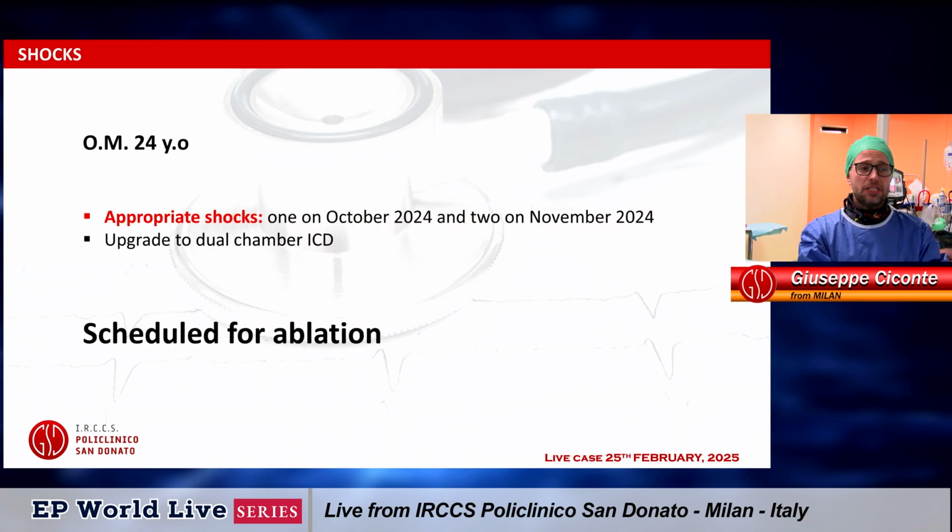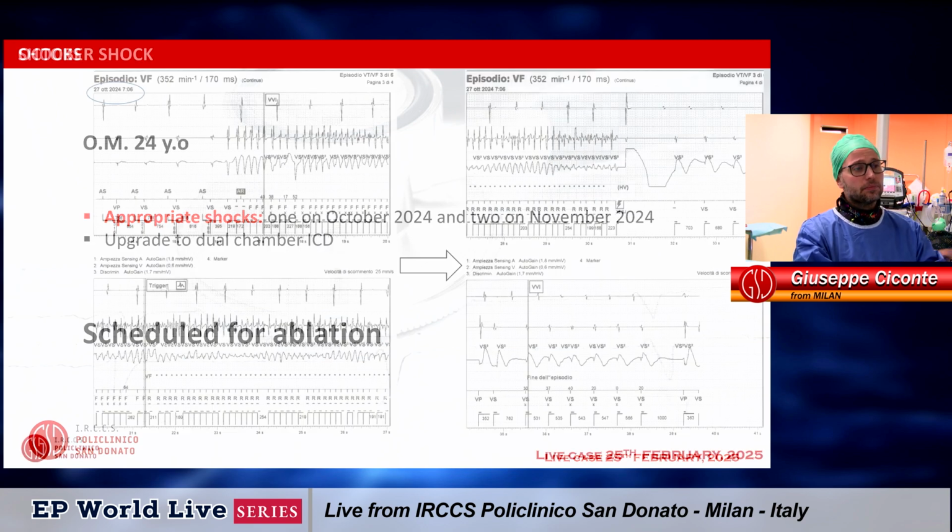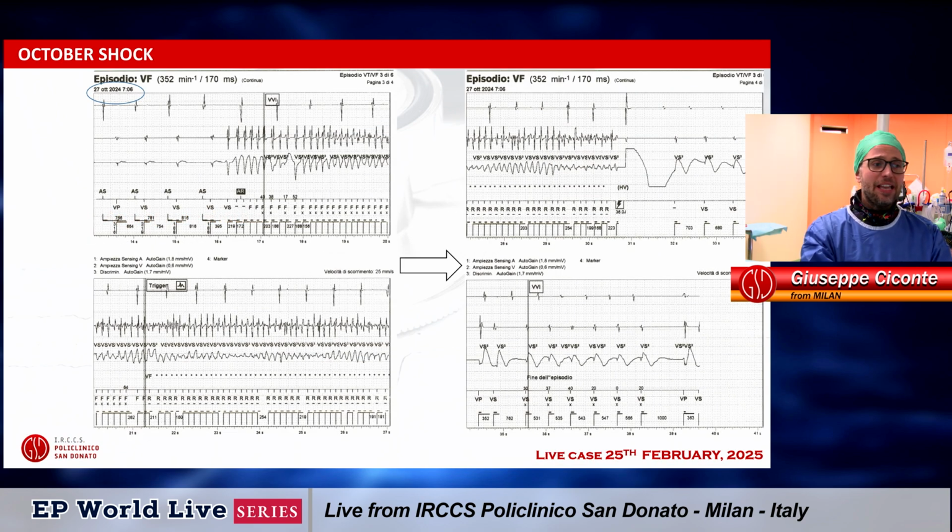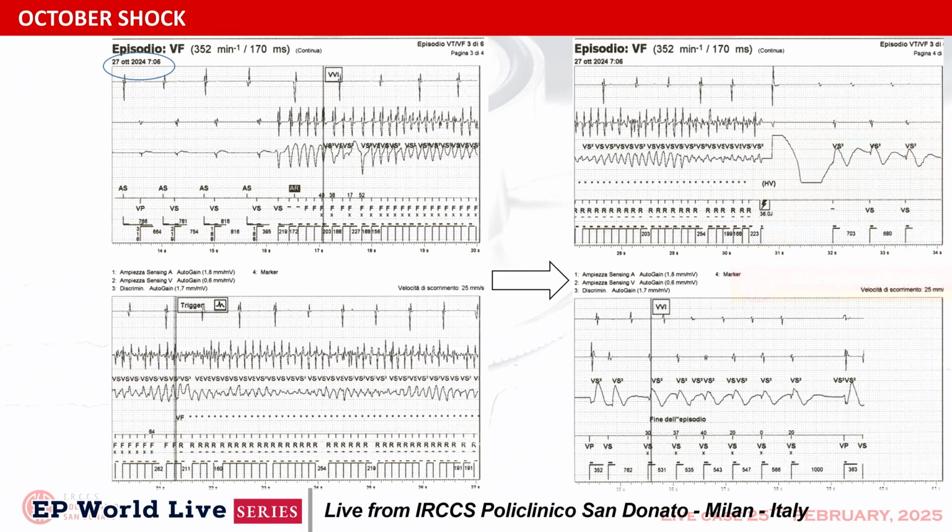As Professor Pappone said, we faced him after 3 shocks. So cardiac arrest, resuscitation, the first index event, implantation of the ICD, and then 3 shocks. Next slide. This is the first one. Again, you don't appreciate a clear PVC triggering the event, so immediately a polymorphic ventricular tachycardia leading to VF, successfully terminated by the ICD. This was the first shock in October 2024.